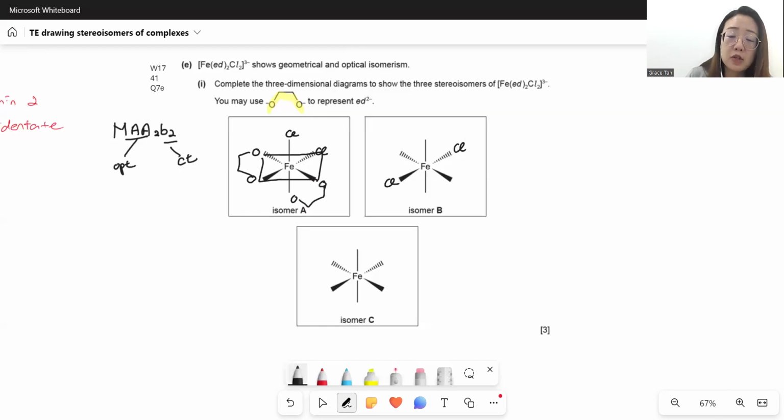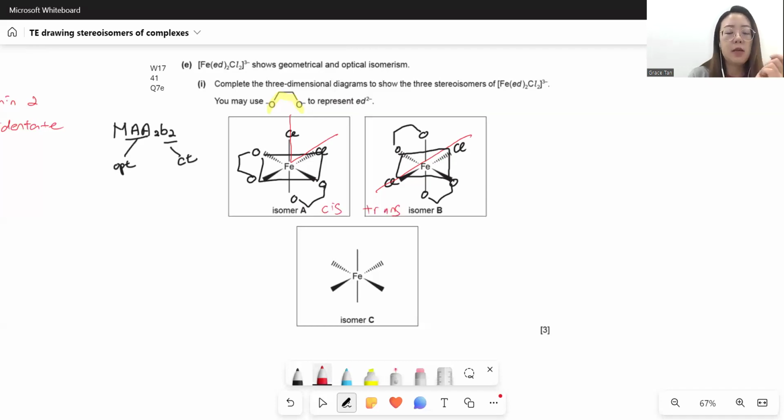So I put the chlorine in a trans, 180 degrees. This is trans. This is 90, cis. Now then the remaining. Your bidentate will always clamp 90 apart. They cannot clamp 180. A 4-atom length can't clamp 180 apart. So the left is your cis isomer. The right is your trans isomer.